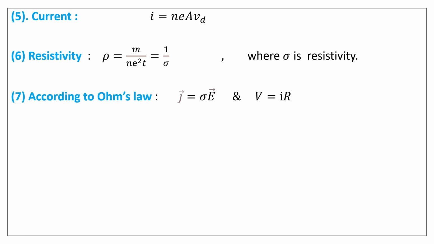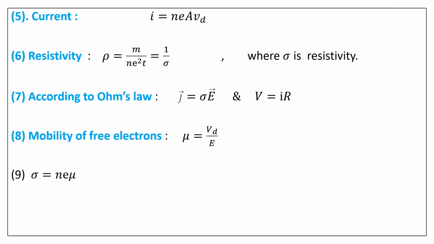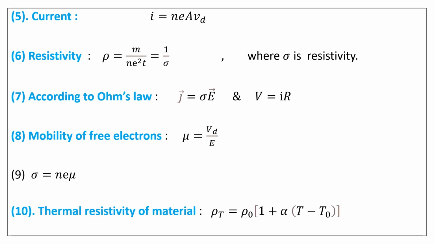7. According to Ohm's law, J is equal to sigma E and V is equal to IR. 8. Mobility of free electrons. Mu is equal to Vd by E. 9. Sigma is equal to n e mu. 10. Thermal resistivity of material. Rho T is equal to rho naught into (1 plus alpha into (T minus T naught)).